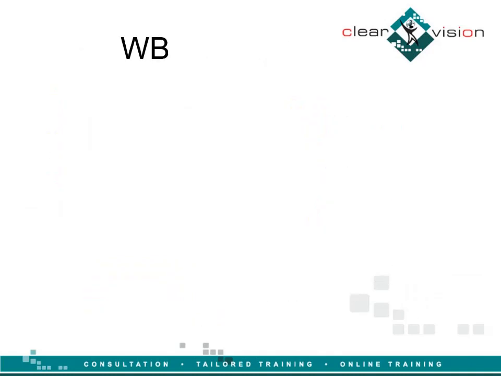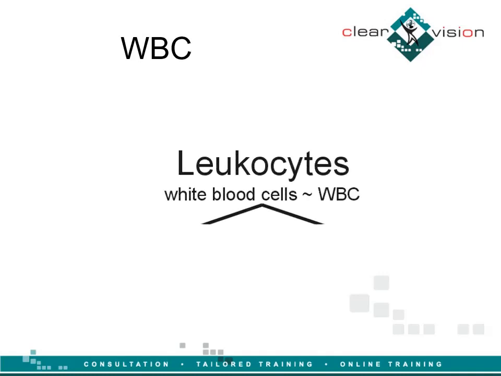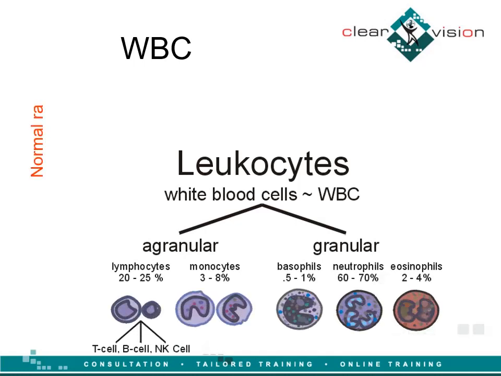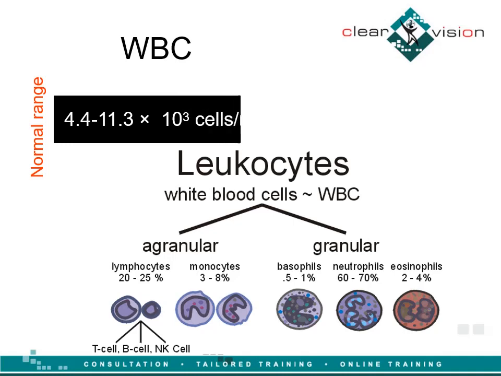The white blood cell count is the actual count of the number of leukocytes in a given amount of blood. The normal range is between 4.4 to 11.3 multiplied by 10 to the power of 3 cells per cubic millimeter. Total white blood cell count includes polymorphonuclear neutrophils, band neutrophils, lymphocytes, monocytes, eosinophils, and basophils.